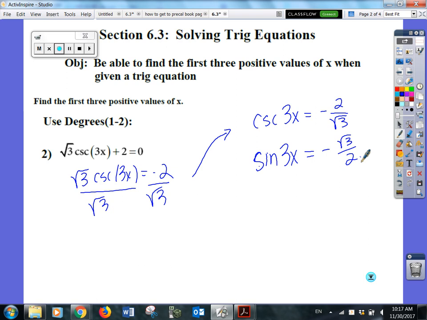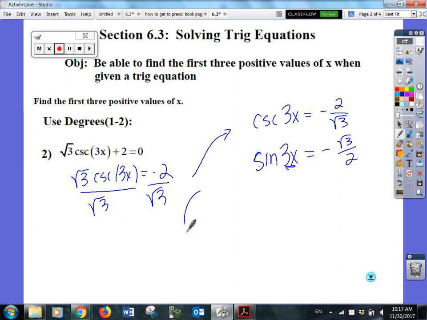Okay? Both of these equations are completely the same. Here you're looking for where is the y value, the reciprocal. Here you're looking for where is the y value equal to this. Both of them are the same. Now, we have this period change. So that's when we have an extra step in there. We can't just look at the unit circle and find our answers like the last one.